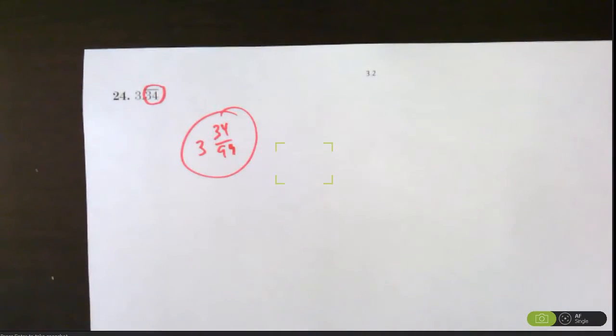Let's see if I can zoom that a little better. Nope, that's about it. Okay, last thing for section 3.2 then.